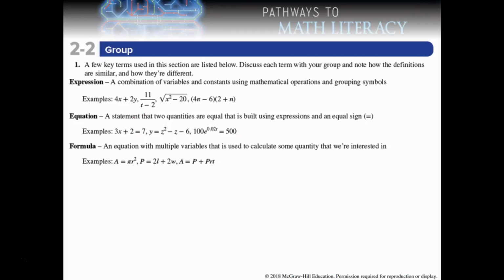An equation is 2 expressions with an equal sign between them. So all of these have equal signs. The expression could just be a number on one side. It could be a variable on one side, but it has to have an equal sign. A formula is an equation, but it's an equation that's equal to a variable that stands for some quantity that we're interested in. So we have area formulas, perimeter formulas. Technically, some of the things that are equations could also be formulas, like the y equals z squared minus z minus 6, if that y stood for something important.